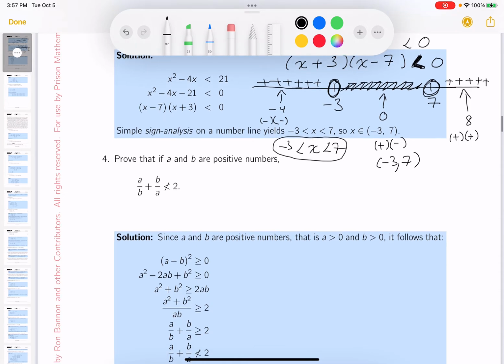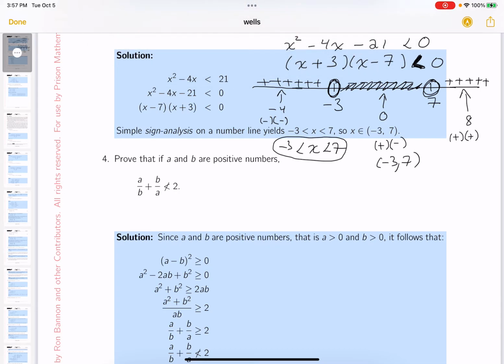It is more difficult, and the reason for that is very abstract. So what I'm going to do over here is look at it. It says prove that if A and B are positive numbers. So they're telling me that A and B are both positive. This makes my life a lot easier. I'll tell you why. I can simply multiply both sides by that number, which is AB.